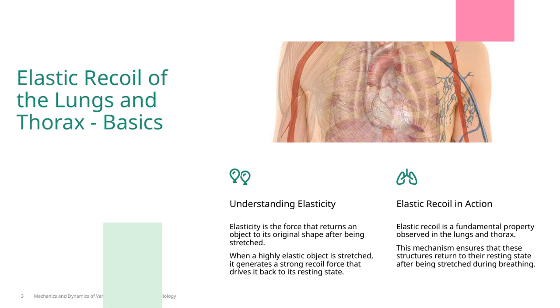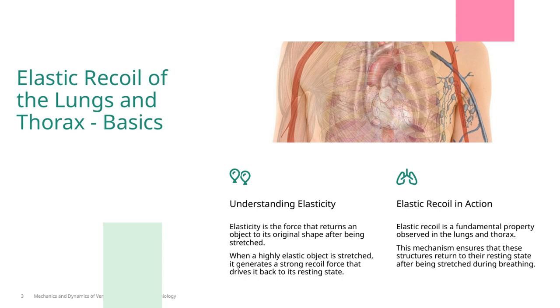Elastic recoil is a fundamental property observed in both the lungs and the thorax. It plays a crucial role in the mechanics of breathing. Essentially, this mechanism ensures that these structures return to their resting state after being stretched during inhalation. Now let's understand elasticity a bit more. Elasticity is the force that drives an object back to its original shape after stretching. Think of a rubber band. When you stretch it, it pushes back to snap into its normal form. The more elastic the object, the stronger its recoil force when stretched.